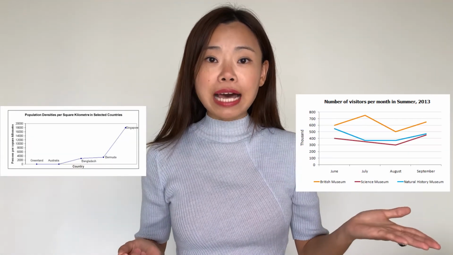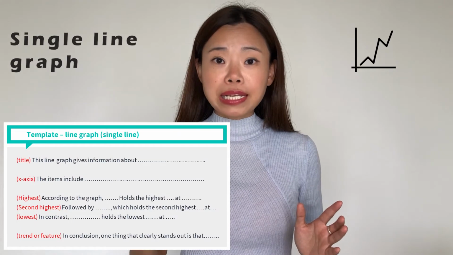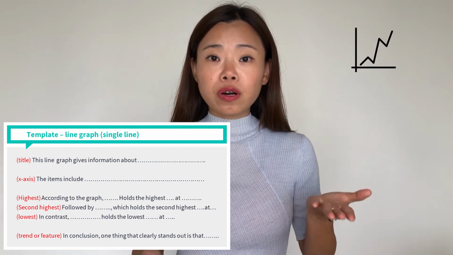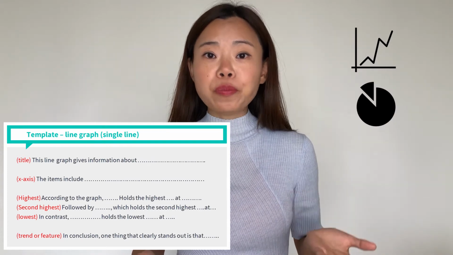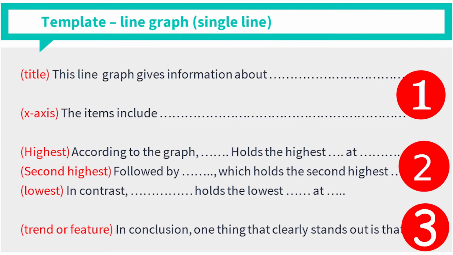In today's video, I'm gonna show you how to describe all line graphs in PTE Describe Image. Specifically, we will be looking at a single line graph and a multi-line graph. For the single line graph, we will be using the same template again. You will be relieved to know this template is the same for a simple bar chart and a simple bar graph. This template has three parts: the beginning, the body, and the conclusion.